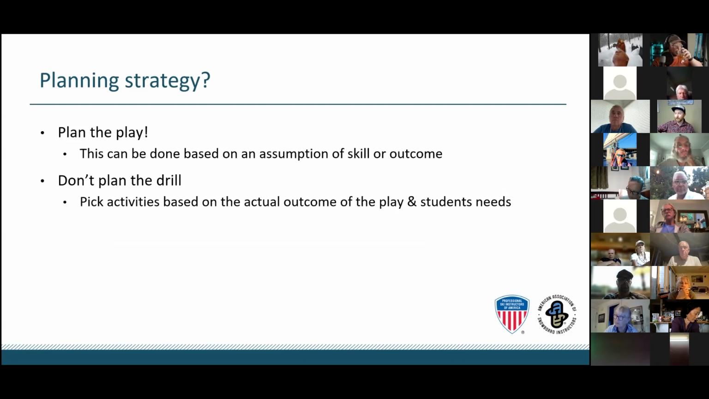The drill is based on how that outcome went and how high their level of success is during the play. Okay. And then the adventure, I'm going to take something that they did in the drill, and I'm going to take it on the road, go on an adventure, and try and push it as far as I can go so that real learning can occur.